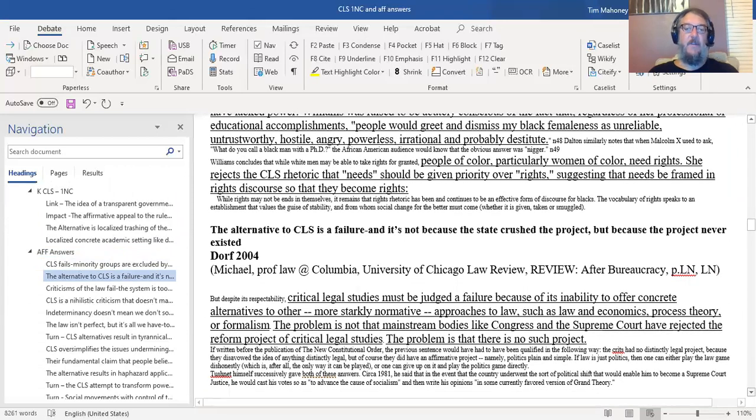The alternative to CLS is a failure. And this is kind of more just the type of argument that says that really critical legal studies is just a bunch of legal professors sitting around talking about things, much like debate coaches sit around talking about debate theory. But in reality, those theories never get off the ground. They're just lunchroom conversation.